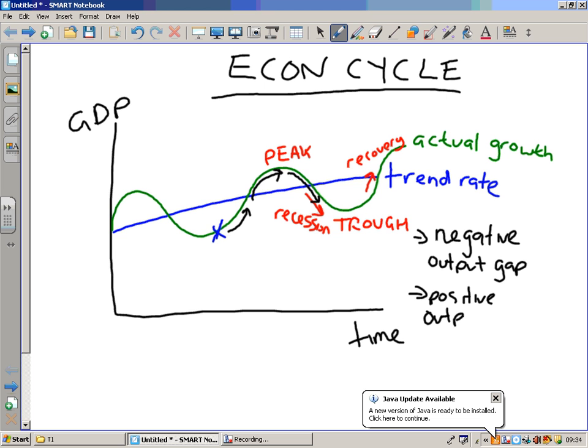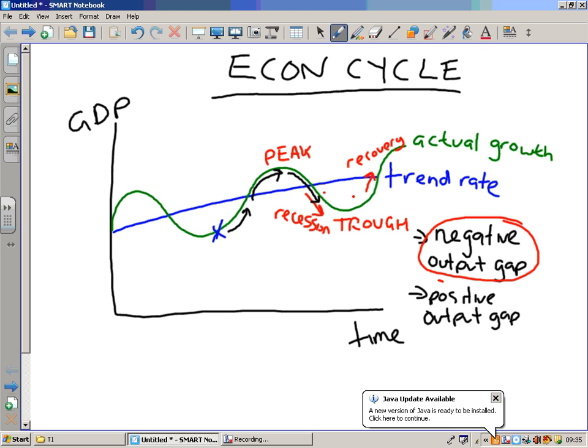So let's take the negative output gap first of all. This occurs when the rate of economic growth is below the trend rate. So for example, you can see on our diagram when the economy is in a recession, in a trough, at the start of recovery, we've got a negative output gap. We're operating below our long run economic growth forecast, our trend rate of economic growth.